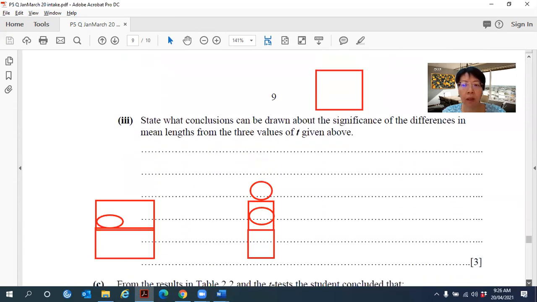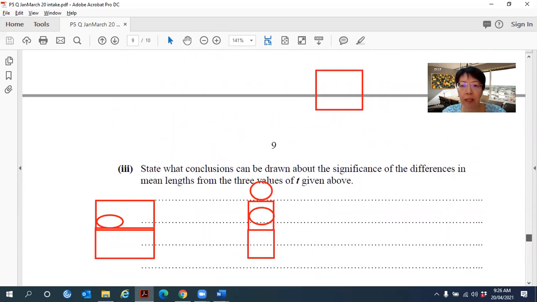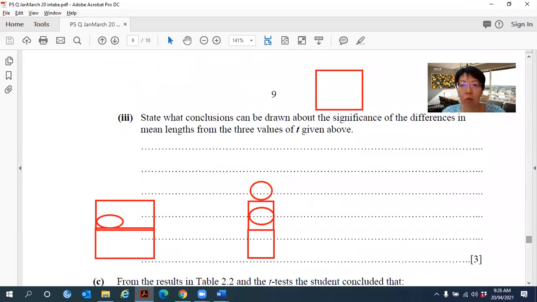The next question here: state what conclusions can be drawn about the significance of the differences in mean lengths from the three t values given above. I've got some students who directly write the conclusion without describing how the conclusion is derived. When three t values are given and you want to make the conclusions, how do you derive that conclusion? You need to describe fully.